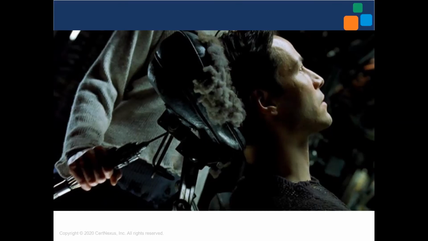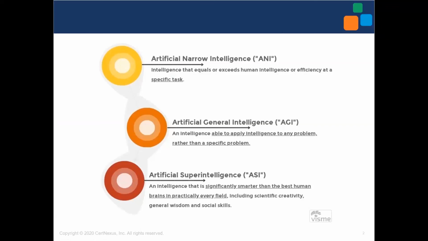I also use this image because I think there's a general misconception of what artificial intelligence is. I think many times people think it is what we see in the movies, and the fact is that artificial intelligence in common business practice today is what we call artificial narrow intelligence. What we see many times in the movies, whether it's iRobot, The Matrix, 2001: A Space Odyssey, etc., that's what we call artificial general intelligence, and that's where a machine has the intelligence to apply to any problem rather than a specific problem.